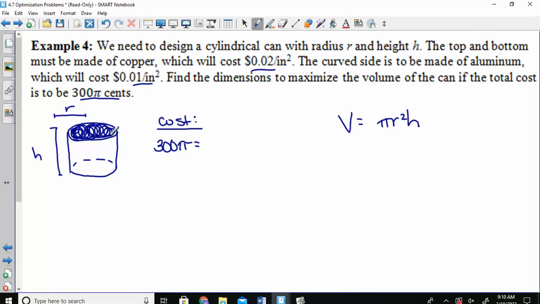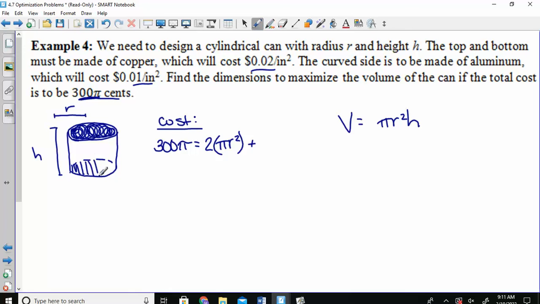What's the area of the top? Pi r squared. And if I'm finding how much I have to pay for that, you have to take your area times the cost, which is 2 cents. Now you'll notice this 300 pi is in cents, so I only have to multiply this by 2, not 0.02, because everything is in cents. Does that make sense?